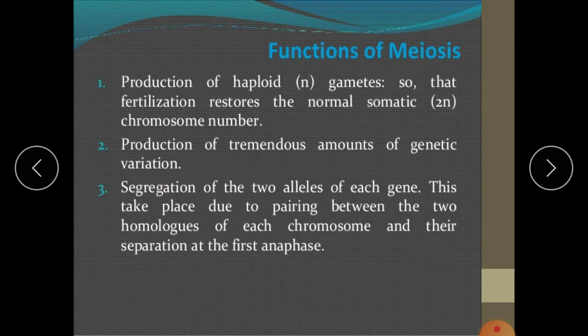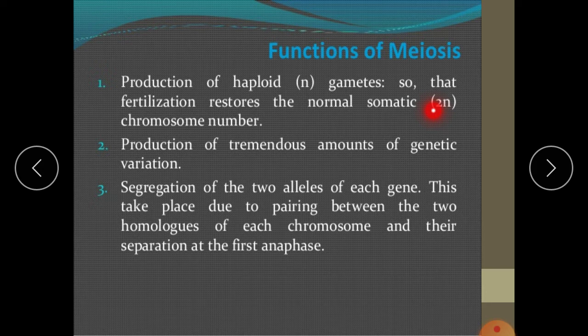So functions of meiosis: production of haploid gametes so that fertilization restores the normal somatic chromosome number. During meiosis, the diploid number of chromosomes is reduced to haploid, right? When haploid gametes are fused during fertilization, the normal diploid number of chromosomes is restored in the somatic cell. Again it becomes 2n.